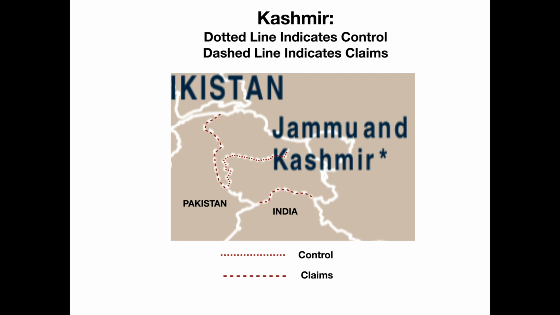And then we have dashed lines showing actual claims. So Pakistan claims all the territory down to that southern dashed line, and India claims all the territory to the north-south running dashed line further to the west.